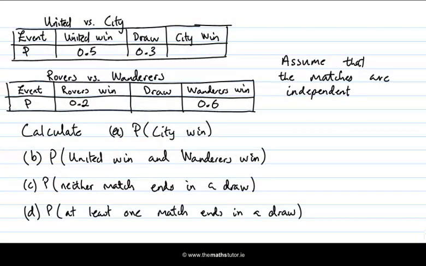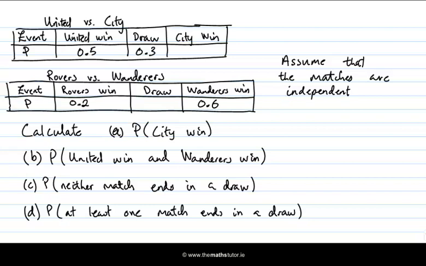So in this lesson, we're just going to run through a problem that involves using the various laws of probability that we've talked about in other lessons. The setting here is that we have two football matches: United versus City and Rovers versus Wanderers. I'm not saying where these United, City, Rovers and Wanderers come from. They're just some generic football teams, and they're playing two matches. United are playing against City and Rovers are playing against Wanderers.